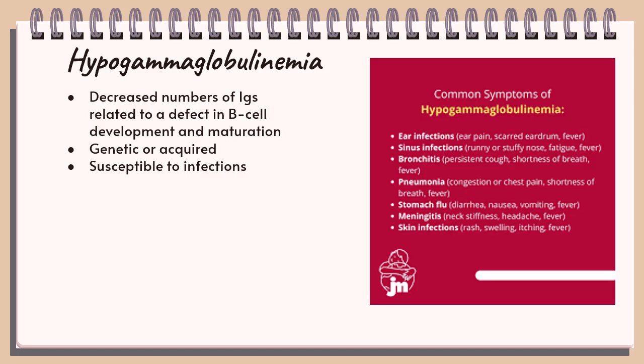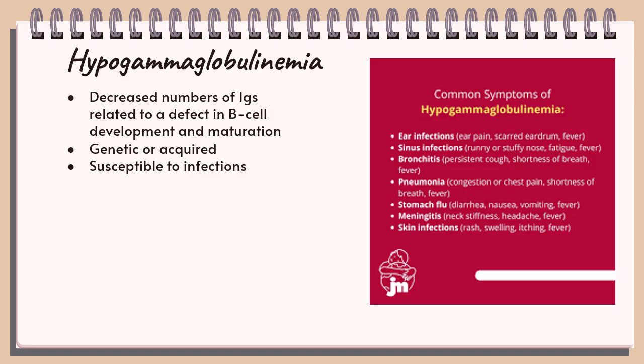Hypogammaglobulinemia, what a word, is another one of your primary immunodeficiencies. It is a decreased number of immunoglobulins related to a defect in B cell development and maturation. So they're just not making immunoglobulins, all of them, as they should. It can be genetic or acquired, but it just makes people more susceptible to infections.